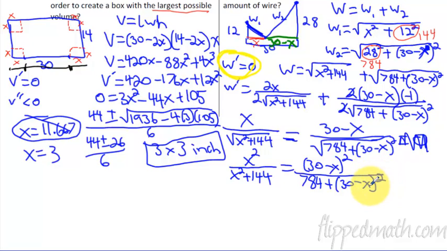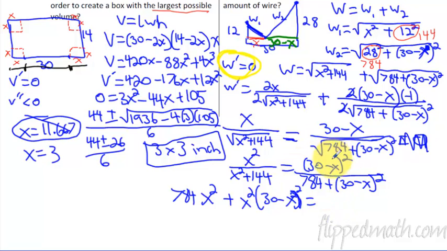Okay, so this one's a pretty intense problem. There's a lot of algebra skills going on here. The important part was being able to set your problem up. So let's keep going. Now this is just the algebra part. If I multiply both sides, I'm going to have x squared times this whole thing, so I'm going to distribute the x squared. It's going to be x squared times 784, so 784 x squared plus x squared times 30 minus x quantity squared. You'll see why I'm doing this in just a second.